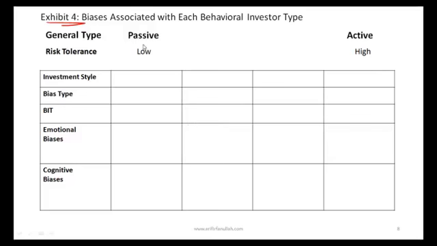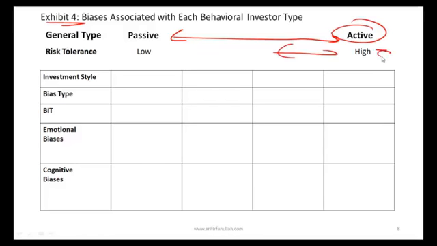So as I mentioned earlier, your general type can range from passive all the way to active. How do we determine this? Through the questions. And then risk tolerance again is going to be on a range of low to high. If somebody is classified as active, then the risk tolerance typically would be high to medium. And if somebody is classified as passive, then the risk tolerance would typically be low to medium. Okay, now for somebody who is classified as passive and risk tolerance is low, the general investment style that we would use for them is conservative.